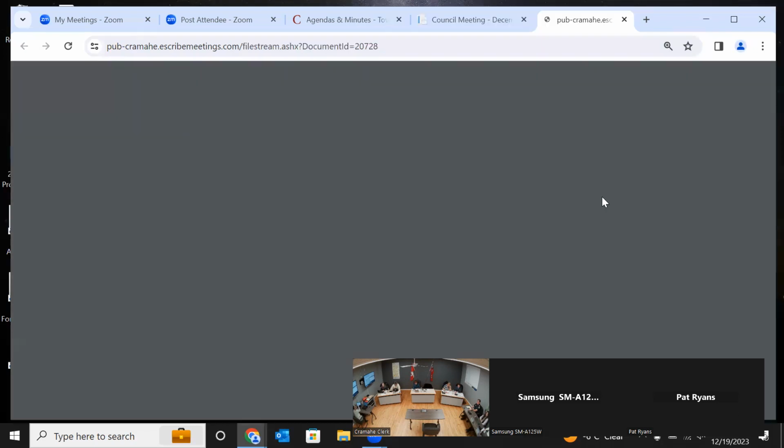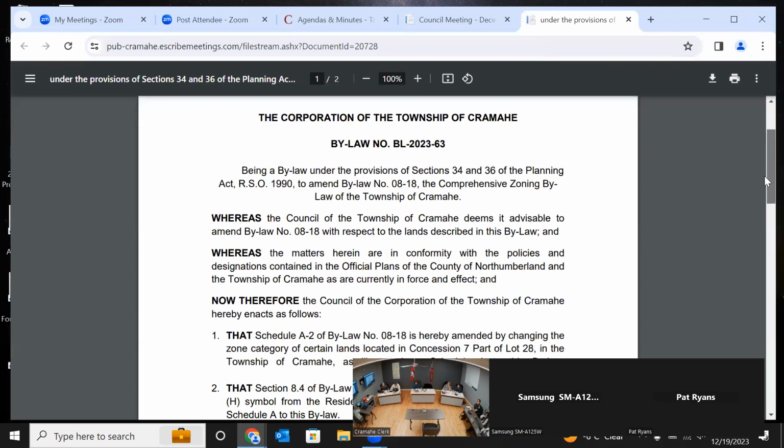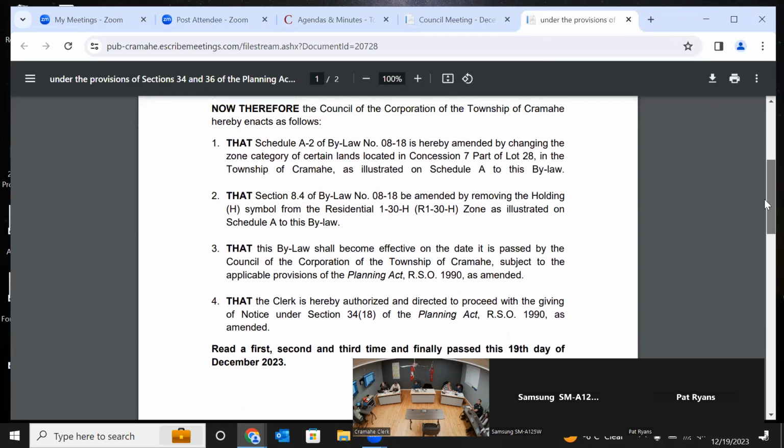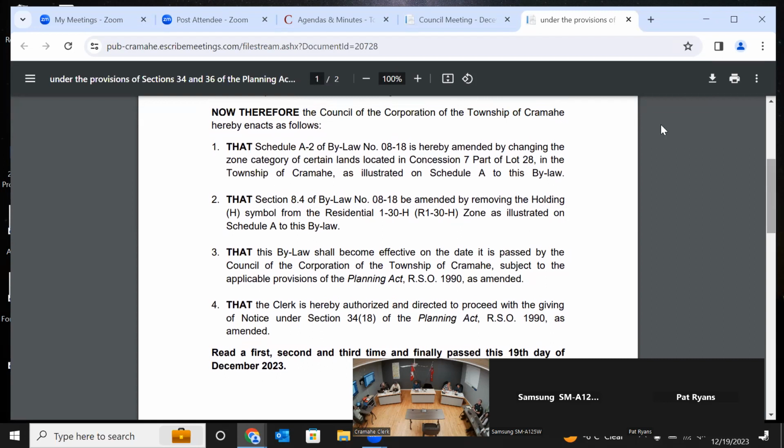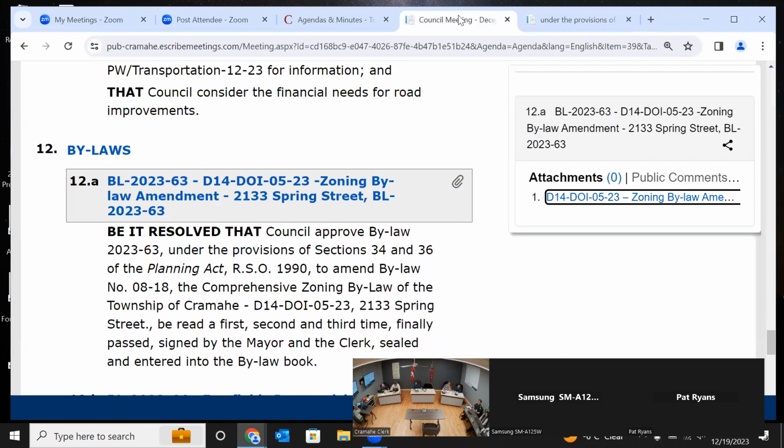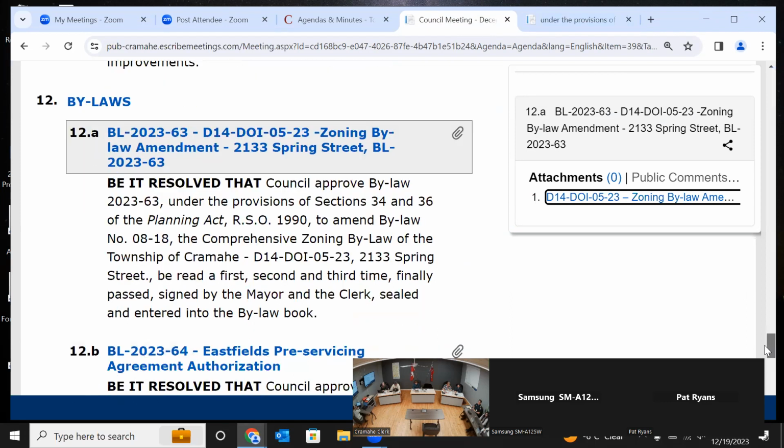12A, bylaw 2023-63, D14-Dodge 0523 zoning bylaw amendment, 2133 Spring Street. Be it resolved that council approve bylaw 2023-63 under the provisions of sections 34 and 36 of the Planning Act, RSO 1990, to amend bylaw number 0818, the comprehensive zoning bylaw of the Township of Cramahe, D14-Dodge 0523, 2133 Spring Street, be read a first, second, and third time, finally passed, signed by the mayor and the clerk, sealed and entered into the bylaw book. Could I have a mover and a seconder, please? Moved, Scriver. Second, Hamilton.